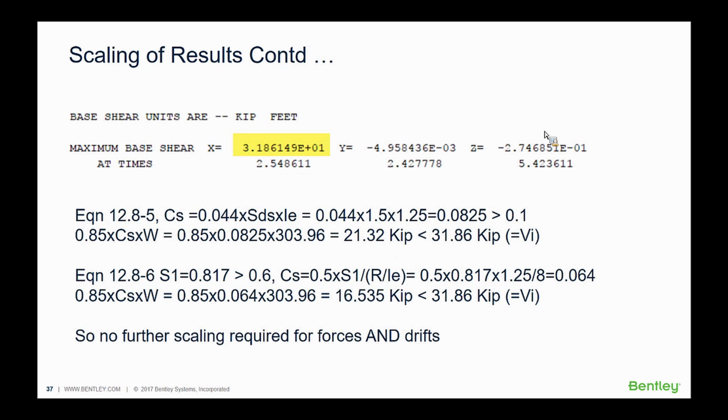So for our model, the time history based shear comes out to be about 31.86. The equations 12.8.5, 12.8.6 are checked in order to find out the minimum value of base shear from the static equivalent procedure, and then we find that the base shear from time history analysis is more than these minimum values for the static shears. So we are good, and scaling of the drifts and forces are not required.